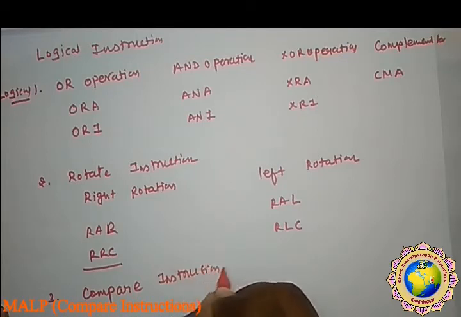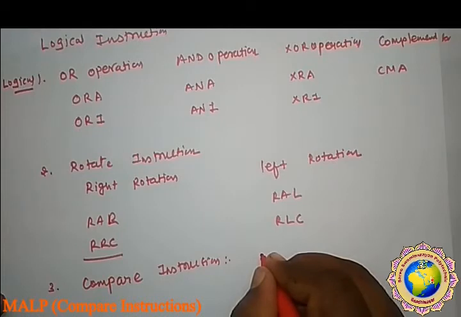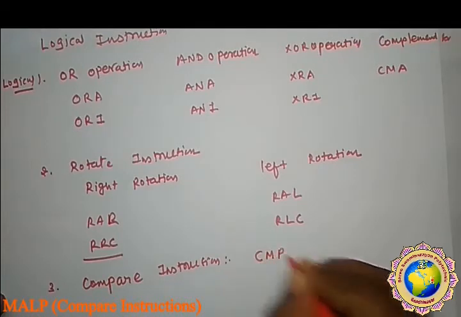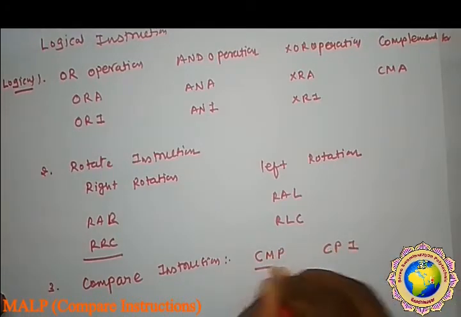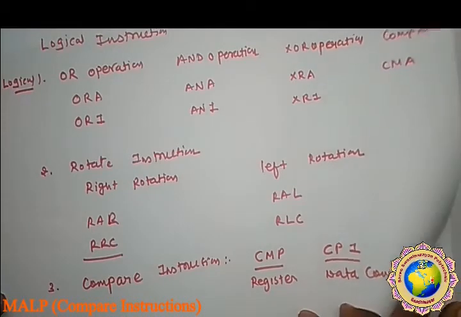Compare instruction. In the compare instruction, there are two types, two mnemonics, CMP and CPI. This is the register comparison, and this is the data comparison. There are two types of comparison you have studied. Okay, next further we are going to revise.